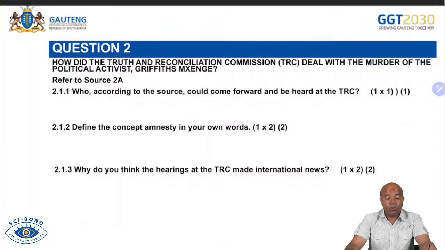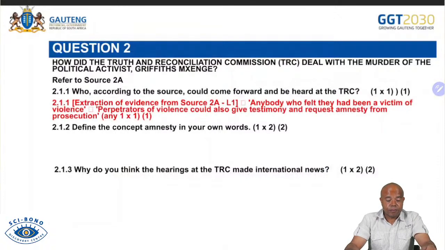2.1.1, who according to the source could come forward and be heard at the TRC? Now, remember what I said. The first questions are always in the first three lines. So the answer is, we can see basically there's two answers given here, but look at the mark allocation, 1 times 1. Anybody who felt they had been a victim of violence, perpetrators of violence could also give testimony and request amnesty from prosecution. So they only need one answer, and we have provided two answers, so you can write either or.